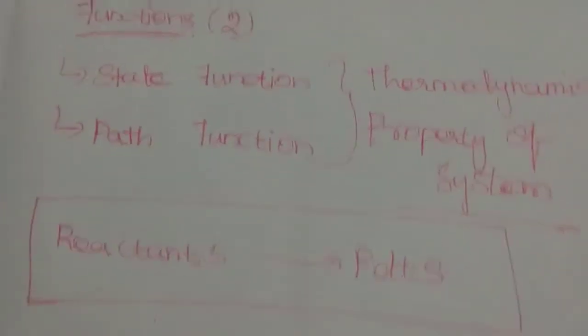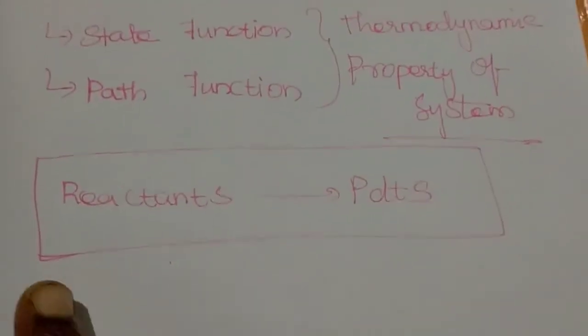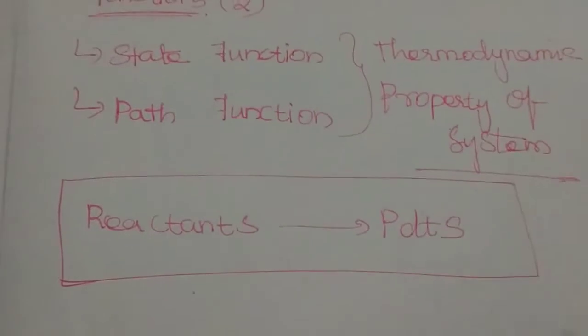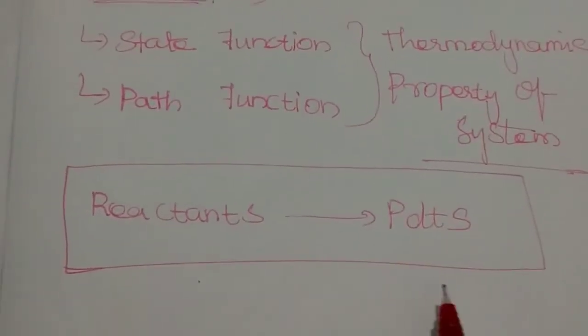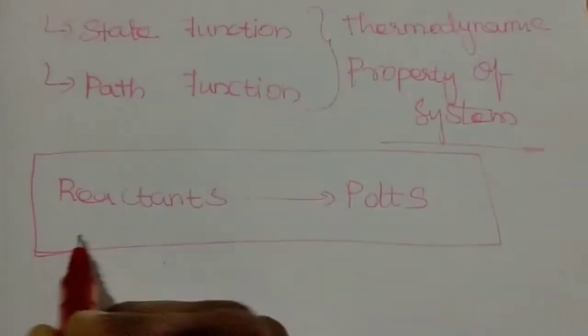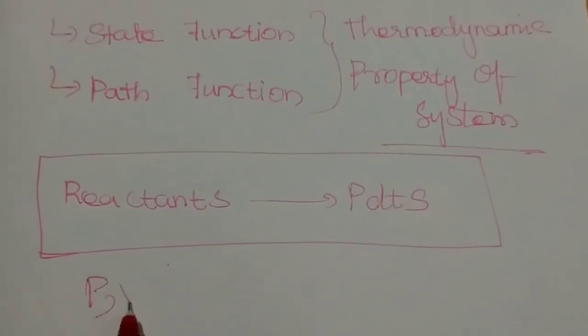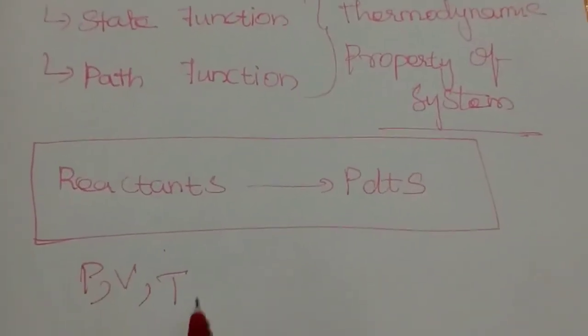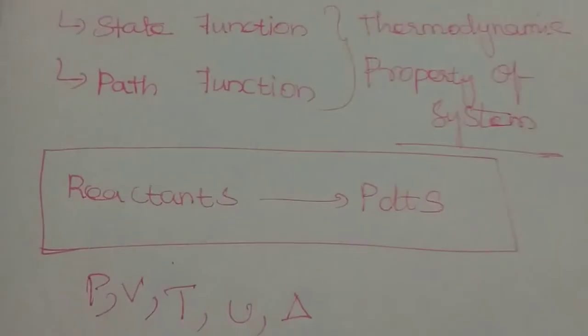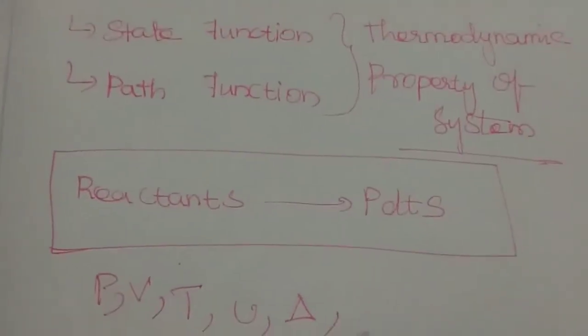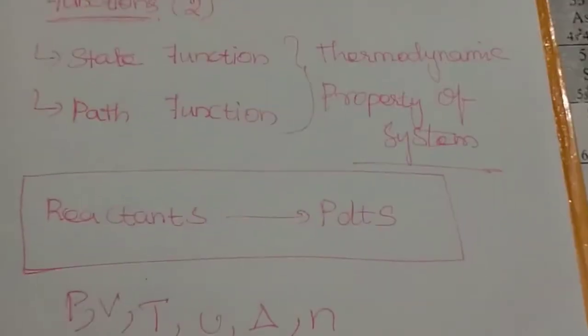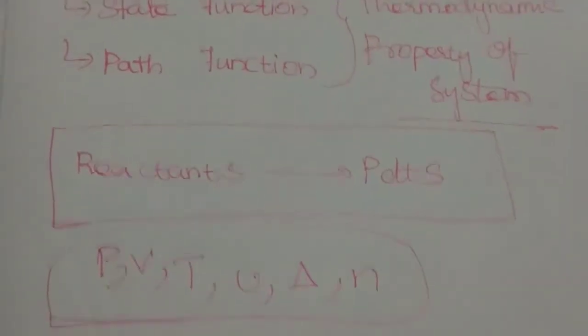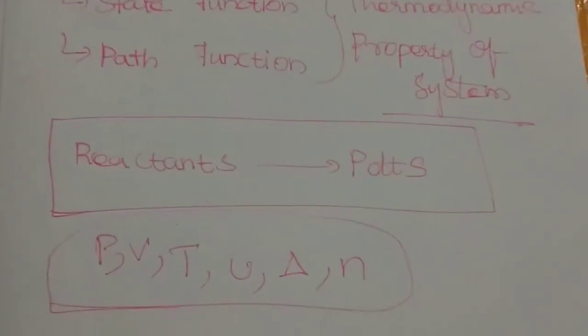Throughout this reaction, the variables we use in a thermodynamic reaction are pressure, volume, temperature, internal energy, and enthalpy, and the number of moles. These are examples of variables we use in a thermodynamic process.